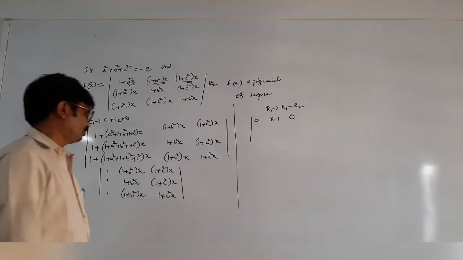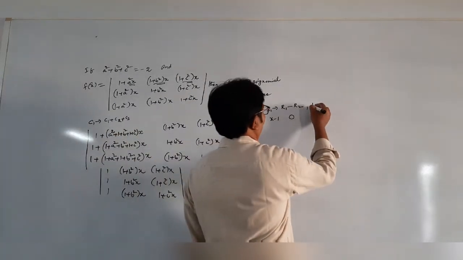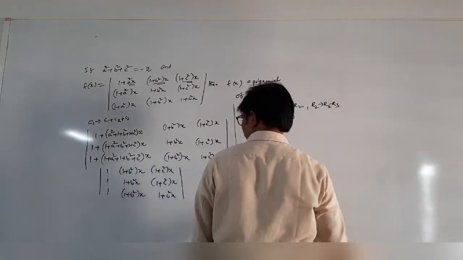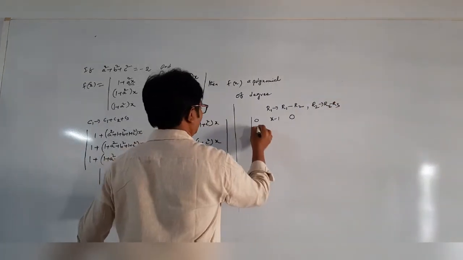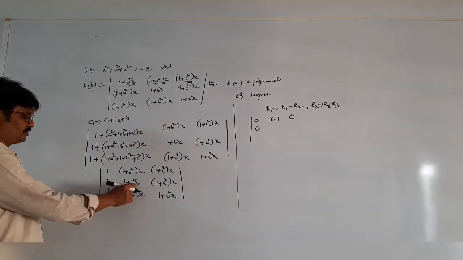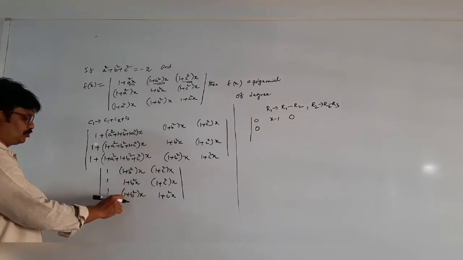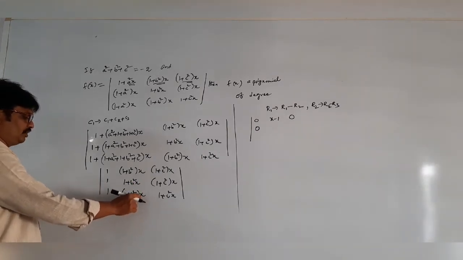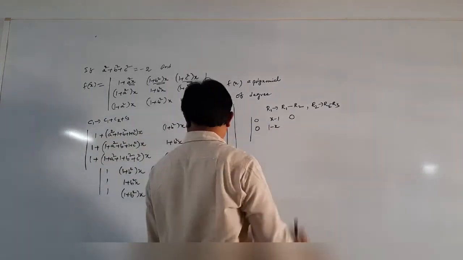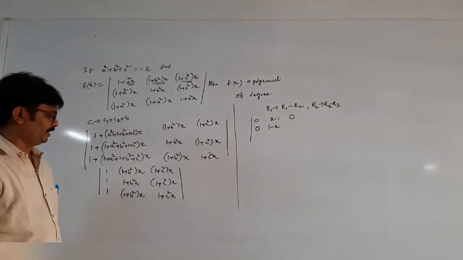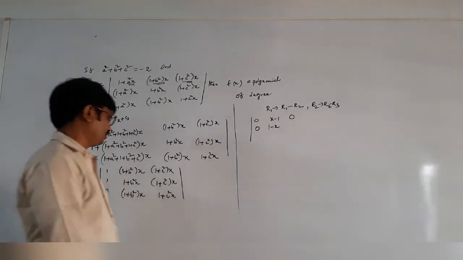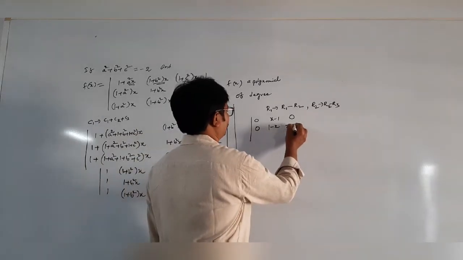Now, R2 is replaced by R2 minus R3. So, what is this? 1 minus 1, which is 0. Now, this is 1 plus b square x, here x plus b square x. B square cancels. This is 1 minus x. Dear students, again c square x cancels. This is x minus 1, the sum of x minus 1.